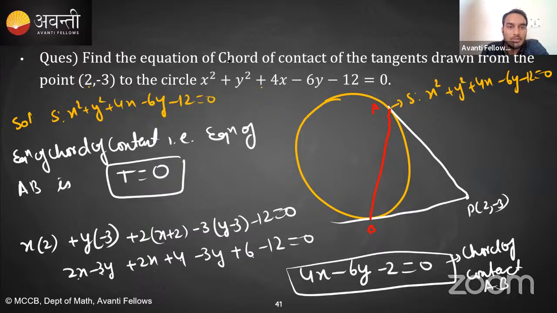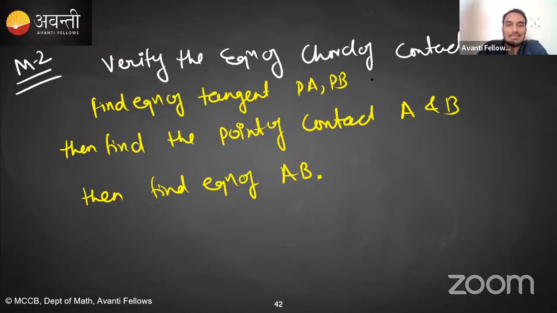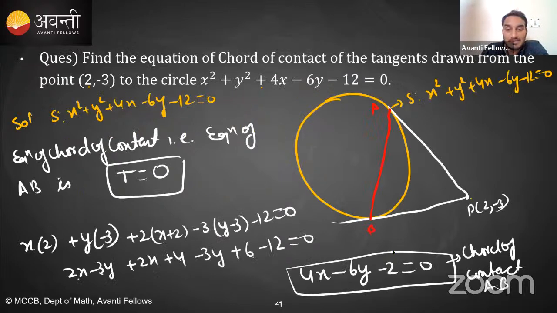That is the method I have told you. Then find the points of contact A and B. Then find the equation of AB. Is that clear, students? So these things you have to do. First find the equation of tangents PA and PB, then find the points of contact A and B, then find the equation of AB, and you will verify and see that this is the same equation you will get: 4x minus 6y minus 2 equal to 0.